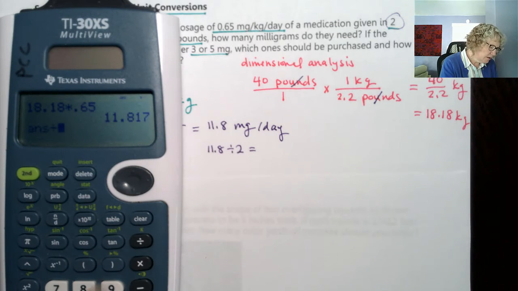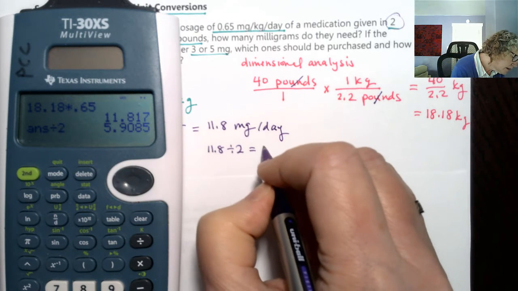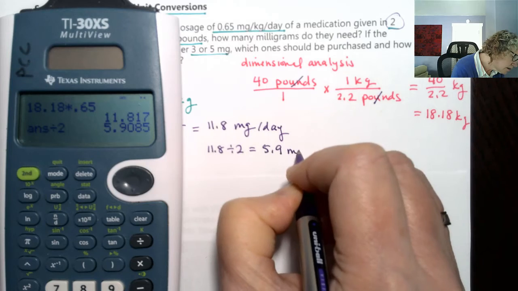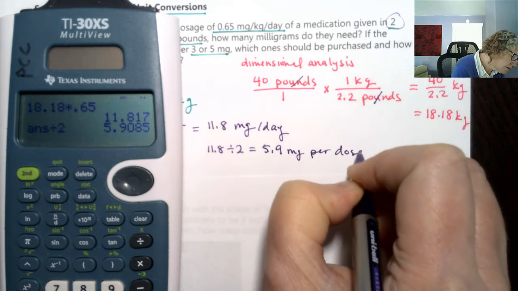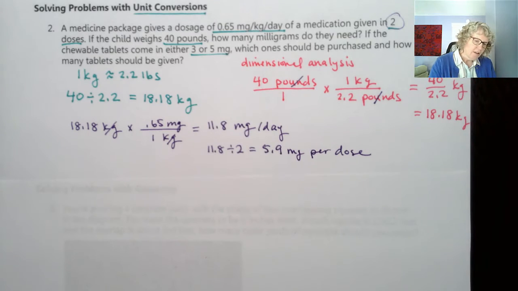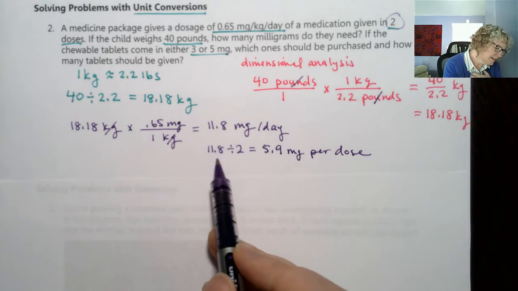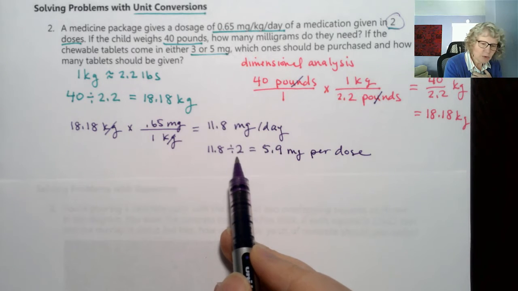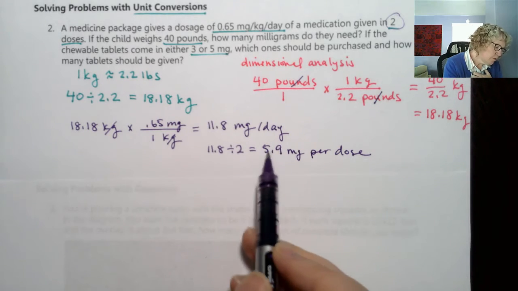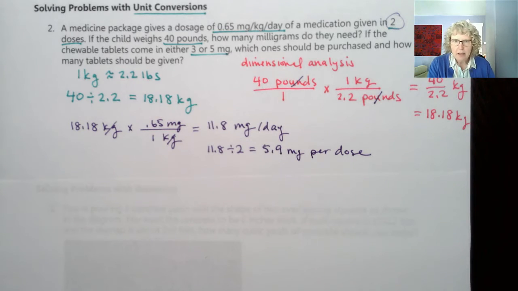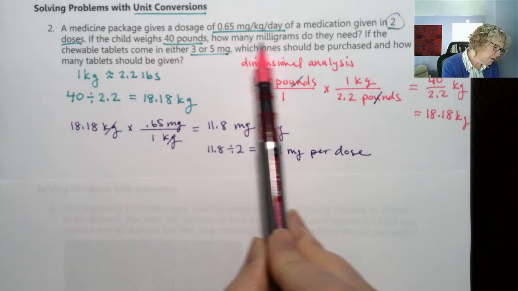I've already got it in my calculator, so I'm just going to divide that by 2, and I get 5.9. Sorry, I'm looking at my notes and I did something different. But I think that way was wrong and this is right. Okay, so 11.8 divided by 2, and that's 5.9 milligrams per dose. Okay. So now we've got one more. That's the first question. How many milligrams do they need?